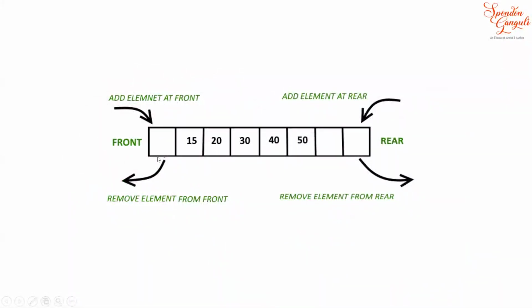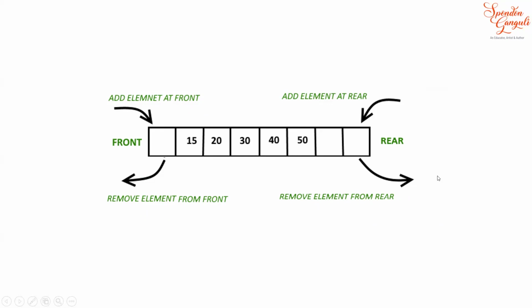Now see, this is the image of a DQ. Here from the rear we can insert as well as delete. Similarly, we can insert at front as well as delete from the front. That means insertion at rear and deletion at front is a normal queue, whereas the additional two functions I'm getting are insertion at front and deletion at rear.